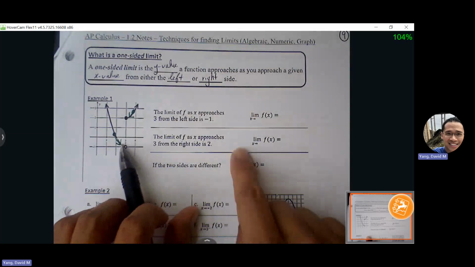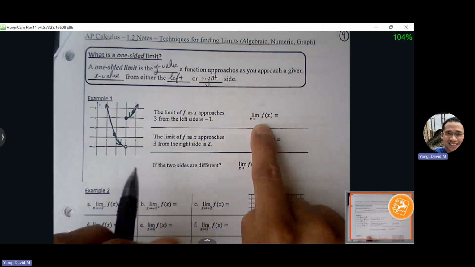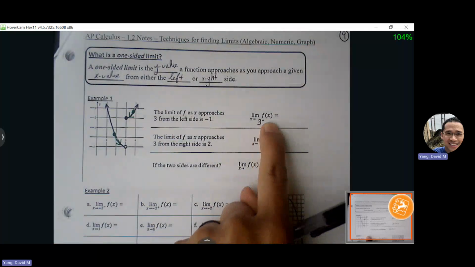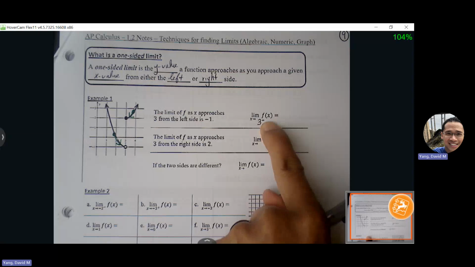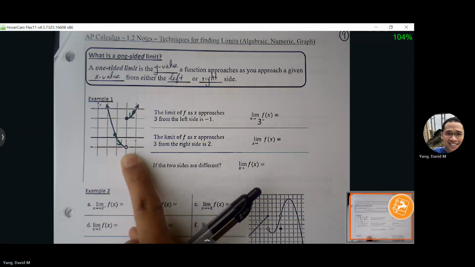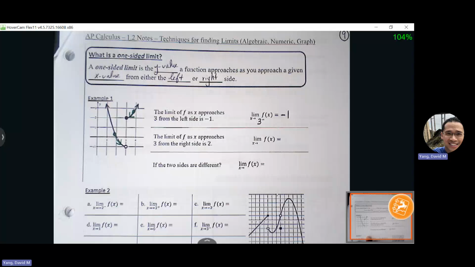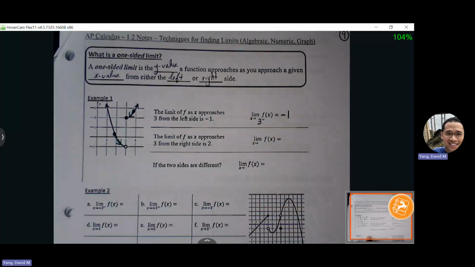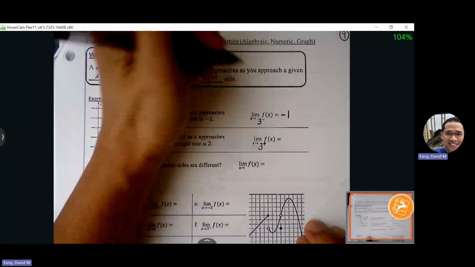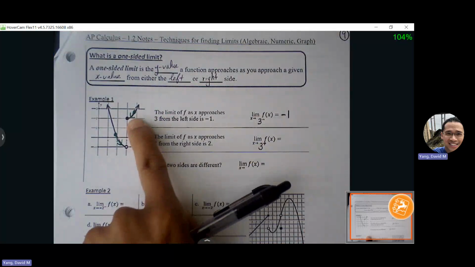So here, the limit as x approaches 3 from the left side of 3. We indicate that with the 3 and that exponent location. We have a negative there. The limit as x approaches 3 from the left side of 3 is equal to, what is this? Where's this arrow headed towards? What y value? -1. So the one-sided limit is -1. And then the limit as x approaches 3 from the right side of 3, to indicate that we're doing what this arrow is doing. We're starting to the right of 3 and moving towards 3. What is that y value headed towards?